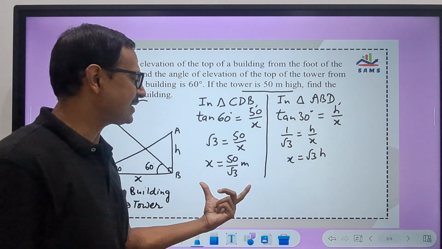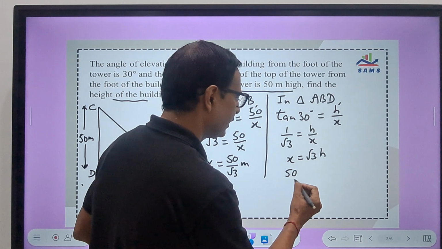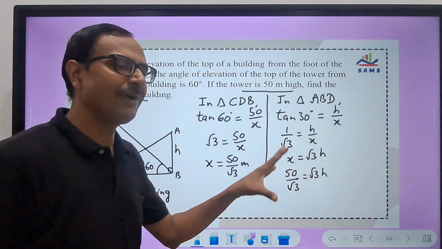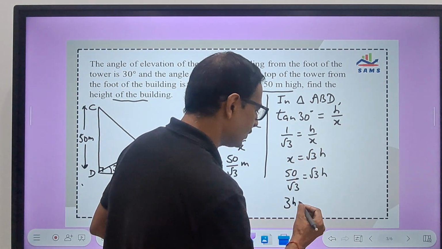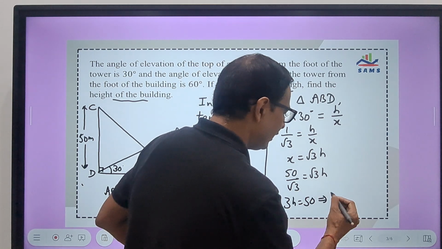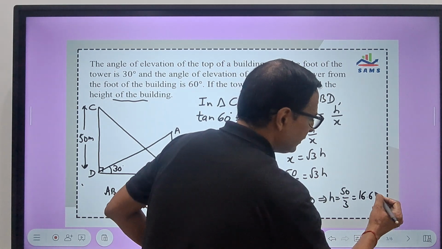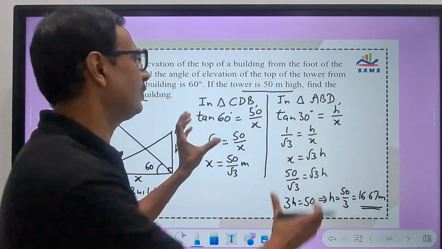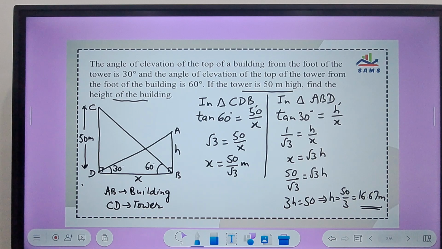And what is the value of X? It is 50 upon root 3. So I can put 50 upon root 3 here, equal to root 3H. That will give me the value of the height of building. So if you cross multiply, you get 3H is equal to 50, thereby giving you the value of H as 50 by 3, which is 16.67 meters. That is the height of the building. So all calculations after you apply the trigonometric ratios, right? So this is how you solve the question of two vertical objects.